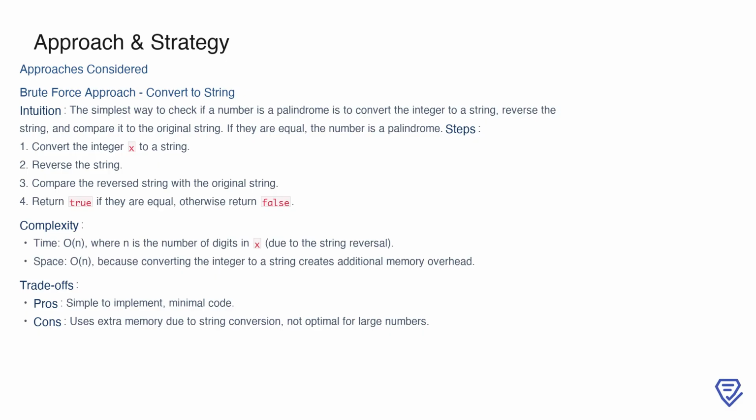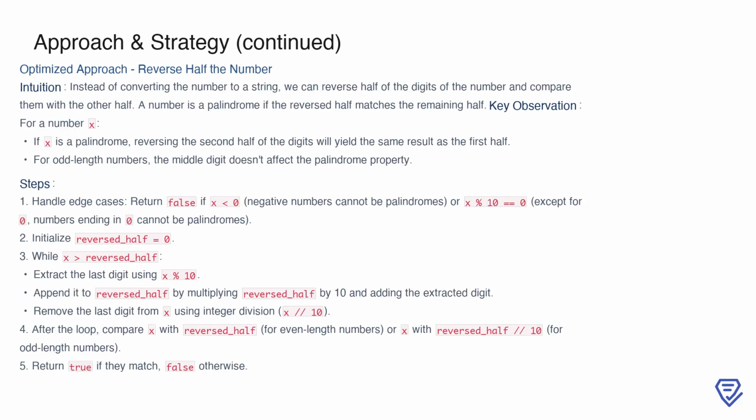A more efficient solution is the optimized approach, which involves reversing only half the digits of the number. The core idea is that a number is a palindrome if the digits in the first half match the digits in the reversed second half. By reversing only half the digits, we reduce the amount of processing and memory required.